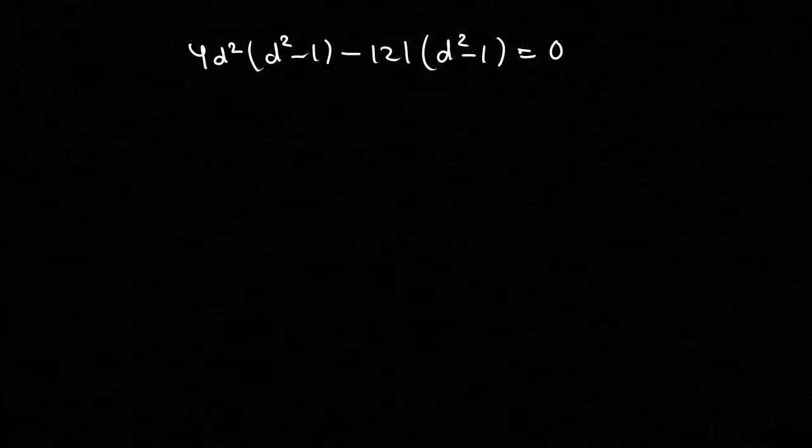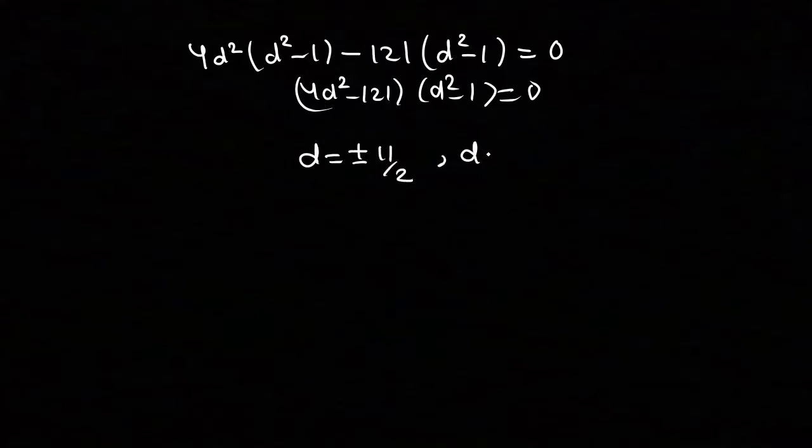Okay, so we can take 4d square common. This will become d square minus 1 minus 121 common, and this will become d square minus 1 is equal to 0. So 4d square minus 121 and d square minus 1 is equal to 0. These two factors are generated. So from here d will be plus minus 11/2 and d is equal to 1.